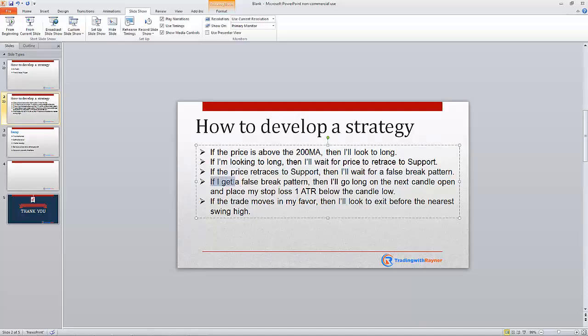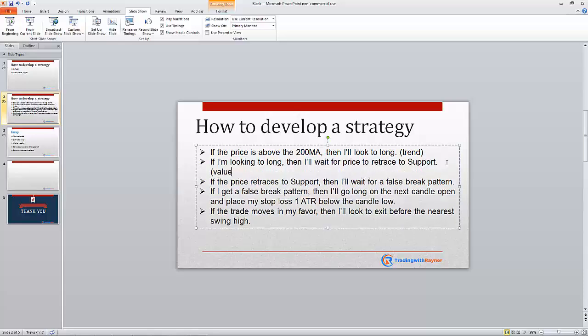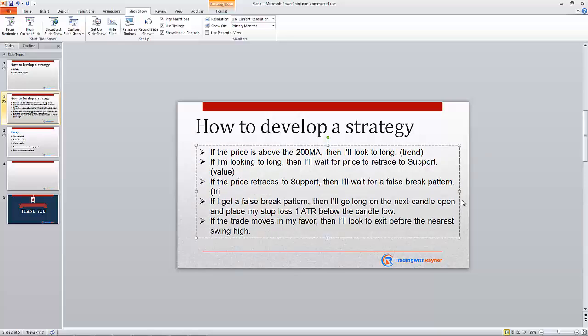So the fourth line is basically saying how I would enter the trade and where I'll put my stop loss. And the last one is talking about how I would exit my winning trade. So you can see it's pretty straightforward. The first one is the trend, my definition of the trend. The second one will be the area of value. And the third one is the trigger.